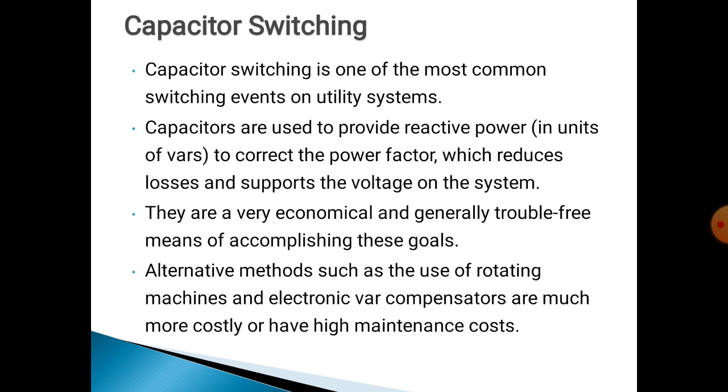For alternative methods, we have to use rotating machines and electronic VAR compensators. These methods are much more costly compared to shunt capacitor banks, and they also require very high maintenance.